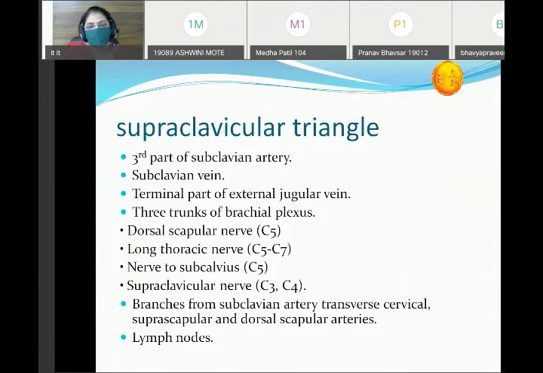So these are the contents of the occipital triangle and the supraclavicular triangle. Various lymph nodes are present in the occipital triangle as well as the supraclavicular triangle. Mainly in the supraclavicular triangle, the supraclavicular group of lymph nodes are also the main content of the triangle.